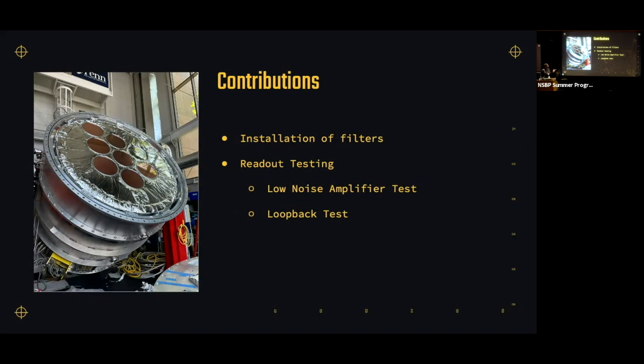I also did some readout testing. Our most recent cool down didn't go as expected. We reached the 100 millikelvin stage, but it didn't get as low as it did in the past. Some of the readout testing, like the low noise amplifier test, helped us figure out why it wasn't doing what we thought it would do. The low noise amplifier test basically caused vibrations or heat within those really, really cold stages to see how they were interacting with each other.